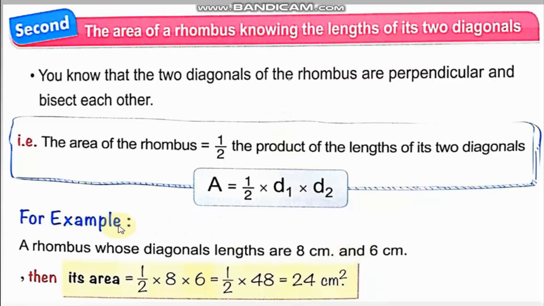Find the area. We know that the area of a rhombus knowing the length of its diagonals equals half times d1 times d2. It will be half times 8 times 6. Half 8 here is 4, so 4 times 6 equals 24 centimeters square. Or we can say it in another way: half times 8 times 6 equals half times 48, which equals 24 centimeters square.